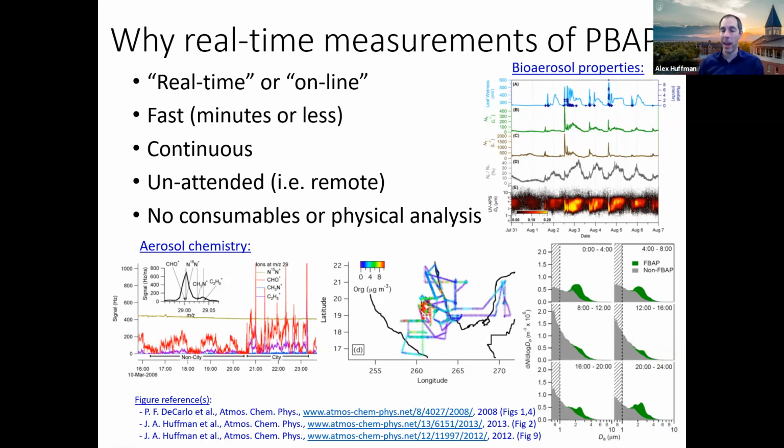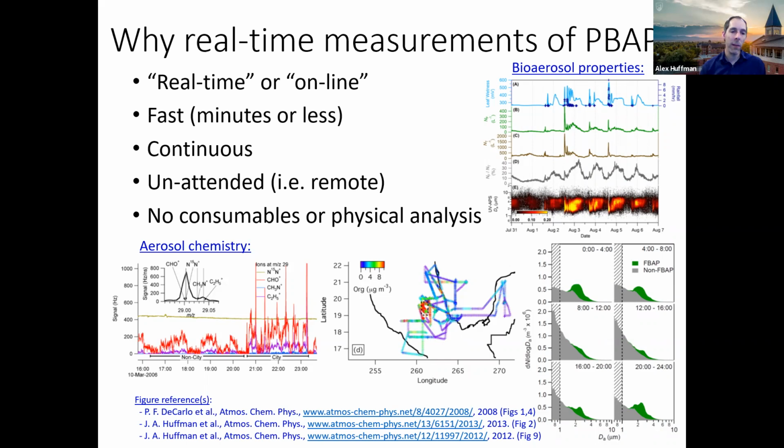The benefit of doing real-time analysis is that you can do this continuously. Oftentimes it can even be unattended. You can put an instrument in a remote place, and it doesn't usually require consumables or physical analysis. This mimics the same process of real-time aerosol analysis that is in many other areas of the aerosol world, and that you'll hear about in talks at the rest of the AAAR conference if you attend the rest of next week.